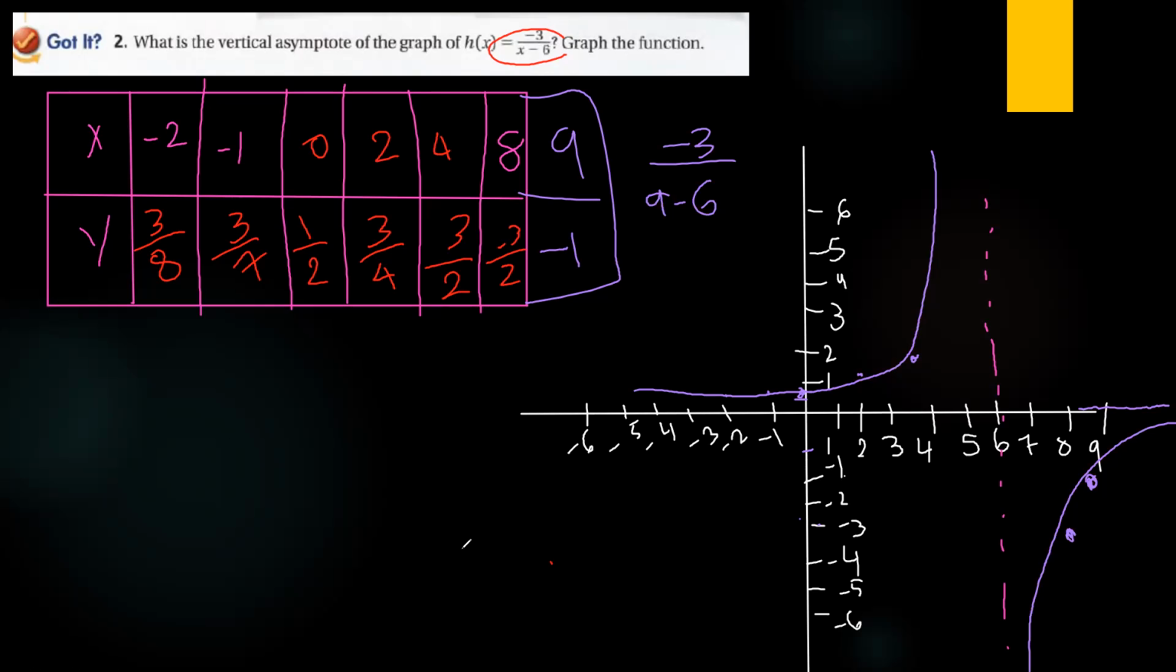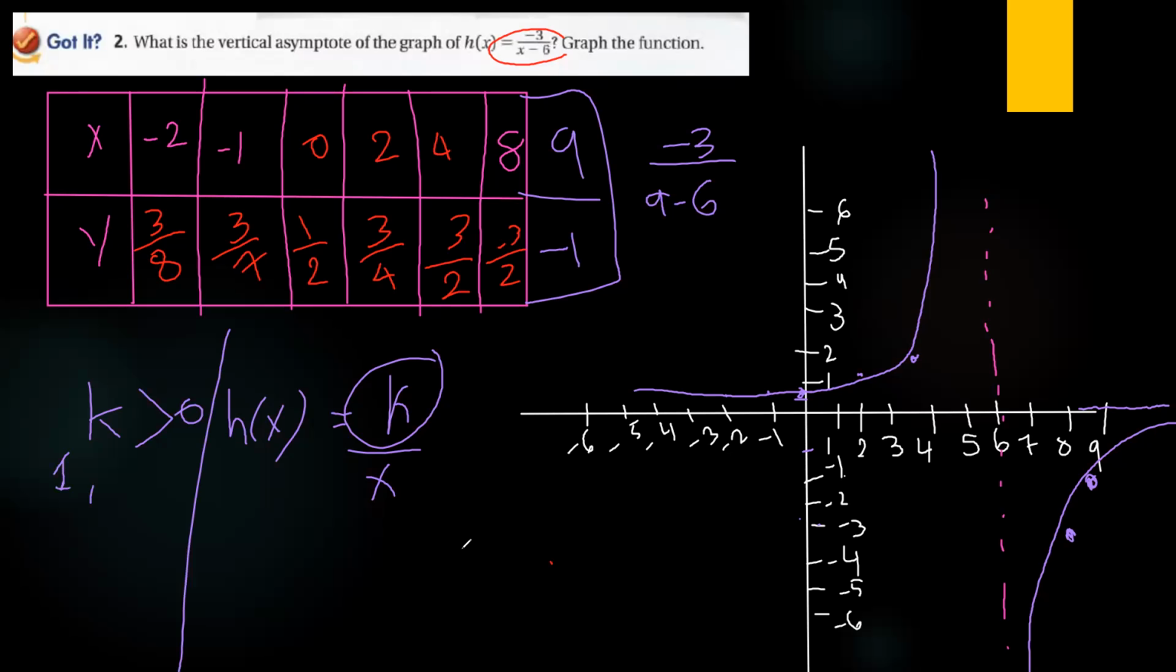Look at K. Where's K? It is K over X. So look at K. If K is greater than 0, this will be in quadrants 1 and 3. And if K is less than 0, it will be in quadrants 2 and 4. So here, where is K? It's -3. K is in the numerator. Yes, okay. So since K now is negative, it has to be in the second and in the fourth quadrant.